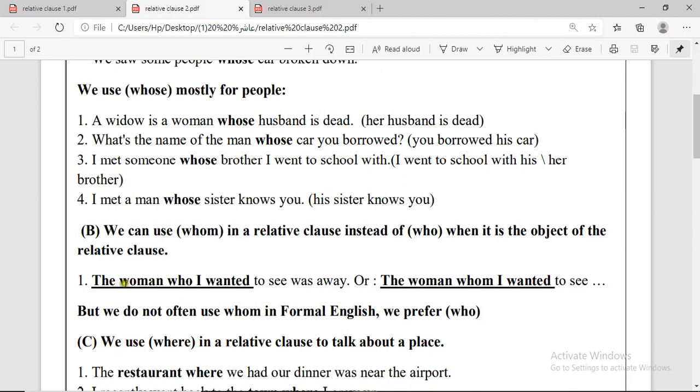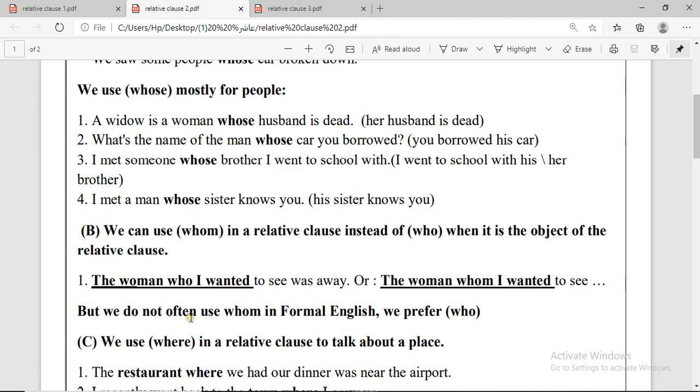When the object or person is the object, we use whom. Look at the first one. The woman who I wanted to see was away, or the woman whom I wanted to see. We can use both in English.